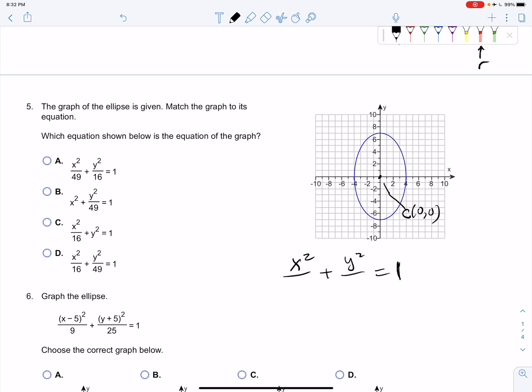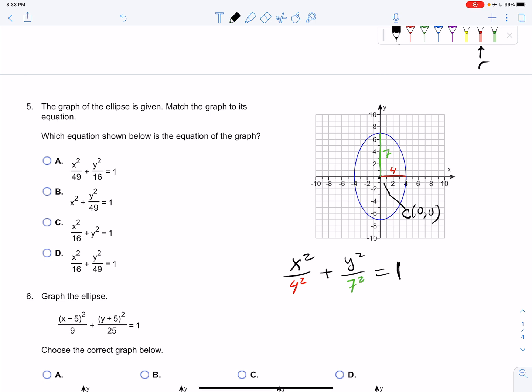And then we go ahead and take a look at the x direction, which is horizontal. How long is that from the center out to the ellipse? That's 4. So below it's going to be 4 squared. It is vertically stretched a bit, right? It's a little longer vertically, and that looks like it goes to 7. So y is associated with vertical, so below y is going to be 7 squared.